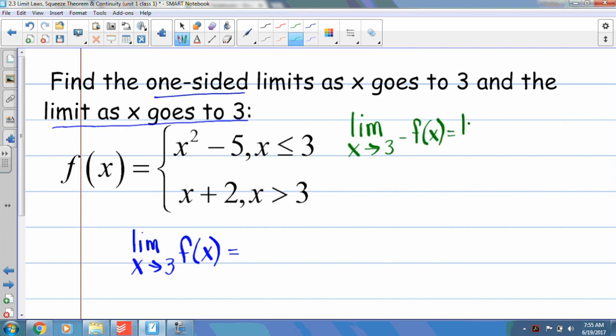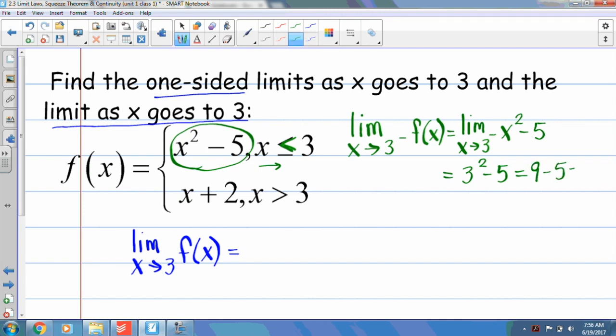So the limit as x goes to 3 from the left of the function f of x. Now from the left, I need to think about which function I am looking at. As I'm coming in from the left, I'm looking at the values less than 3. So I'm going to look at that function x squared minus 5. So the limit as x goes to 3 from the left of f of x is equal to the limit as x goes to 3 from the left of x squared minus 5. I can now do direct substitution. I plug in and get 4. So notice I no longer have that limit notation once I do direct substitution.